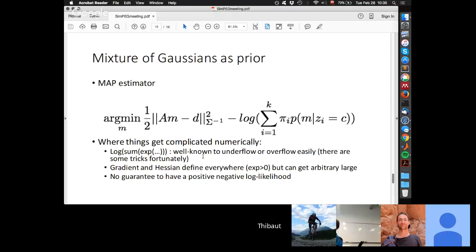And so now, to show what my objective function looks like, that's what it looks like. And that's when it becomes nasty. My data fitting term is still the same, but now instead of a norm, I have the negative log of a sum of weighted exponentials. This is nasty. The log-sum-exp is a well-known thing in computer science to underflow or overflow very easily. Hopefully there are some tricks that I still need to implement.